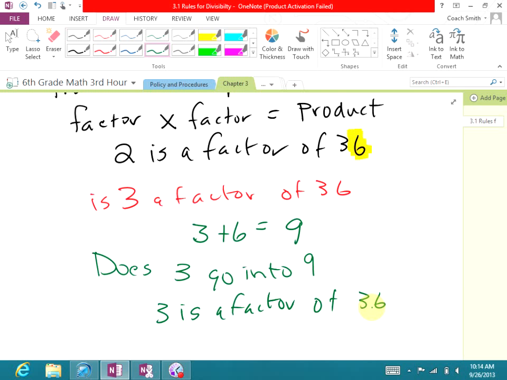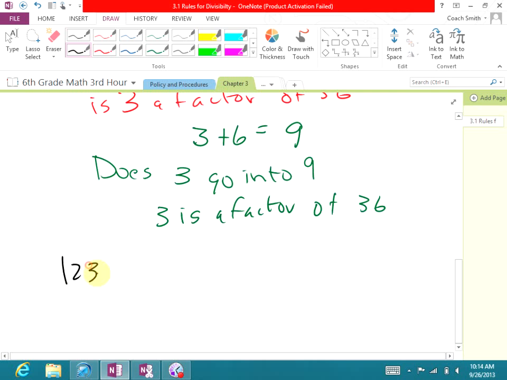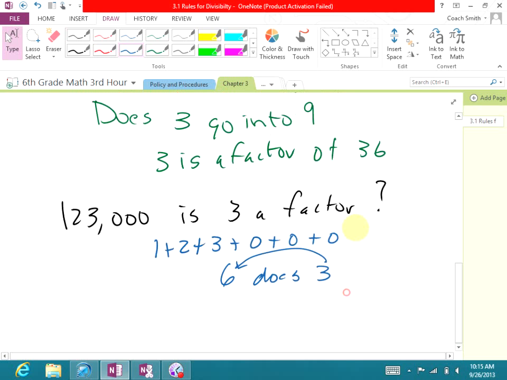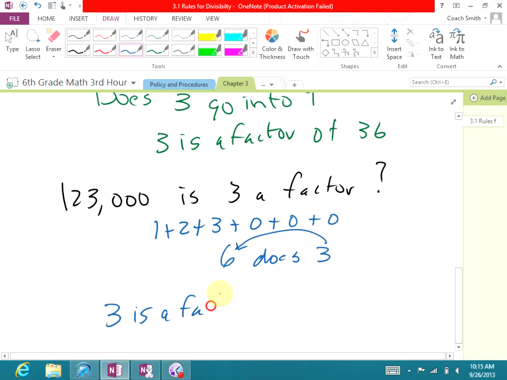The reason I can tell you, let's look at that. I have 123,000, and I want to know, is 3 a factor? Okay, well, our rule says we take the digits, 1 plus 2 plus 3 plus 0 plus 0 plus 0, and I add them up. Well, what is 1 plus 2 plus 3? 6. What is 6 plus 0 plus 0 plus 0? 6. Does 3 go into 6? Yes. So 3 is a factor of 123,000.